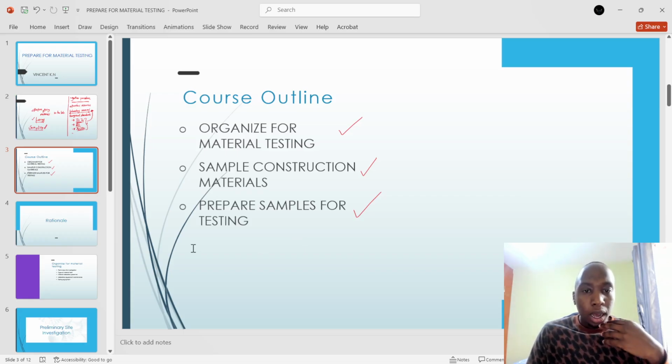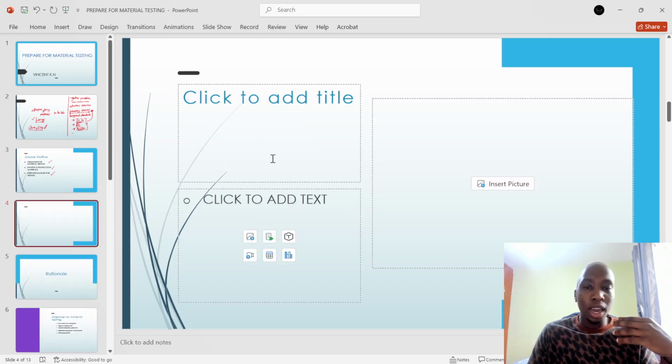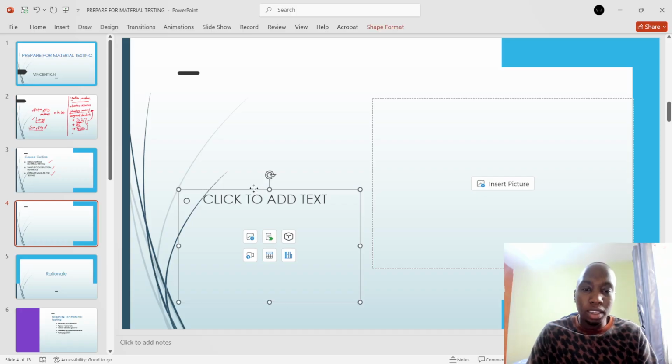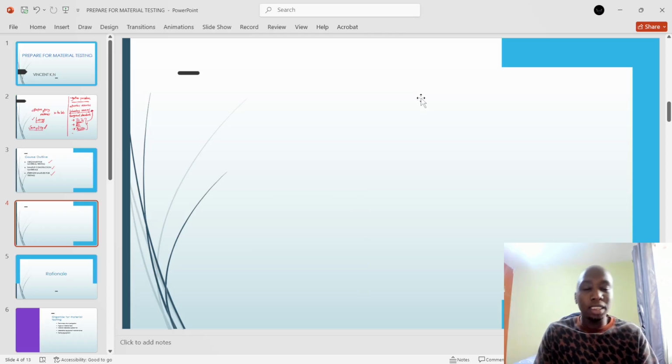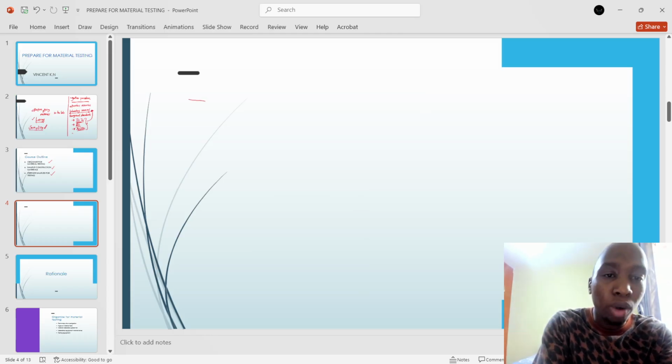So if you have been tasked, let's say you have been tasked to organize for material testing. You have been told to go and do material testing somewhere. How will you organize? How will you prepare? What do you think you need to have to organize?